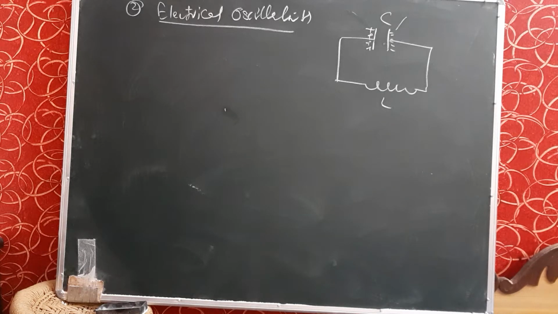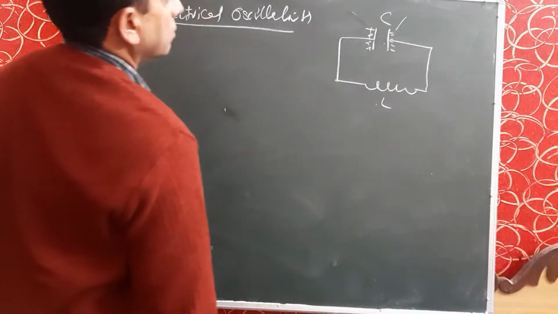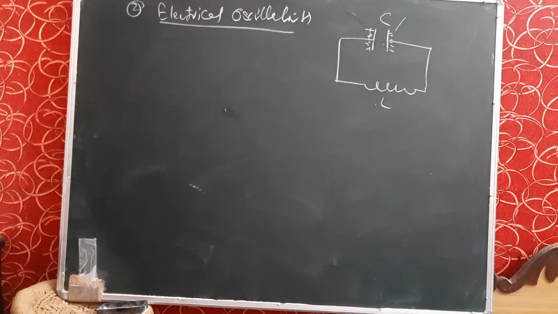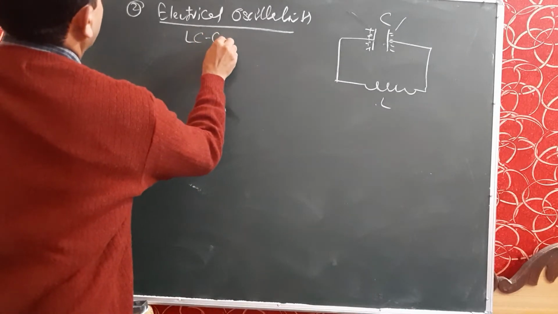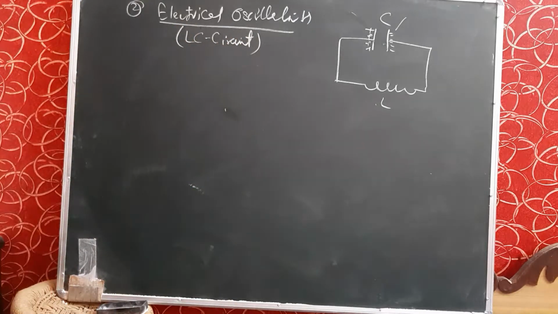So the electrical oscillator is nothing but a simple LC circuit. L means inductor, C means capacitor. The combination of inductor and capacitor is called an LC circuit or electrical oscillator. It is also called an LC circuit. You have read this topic in 10+2 class.